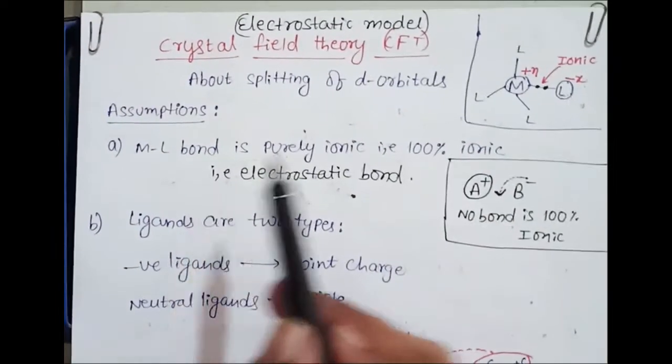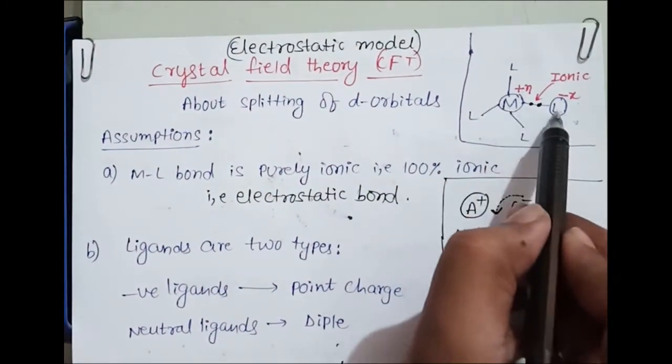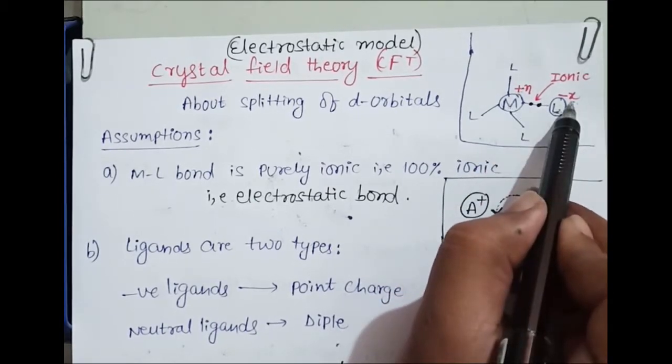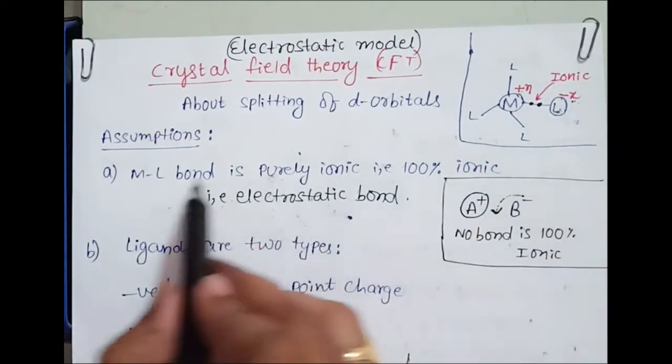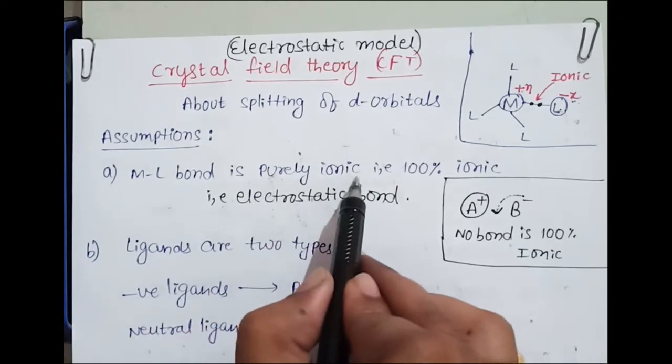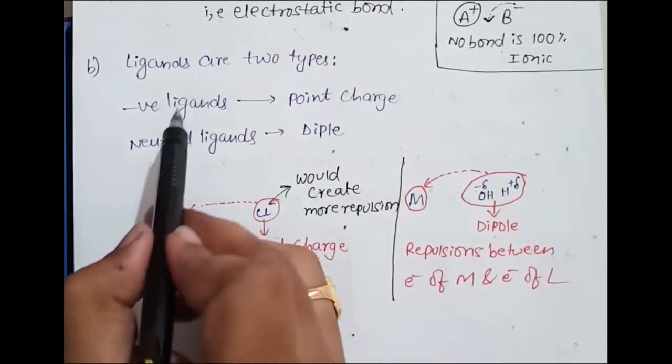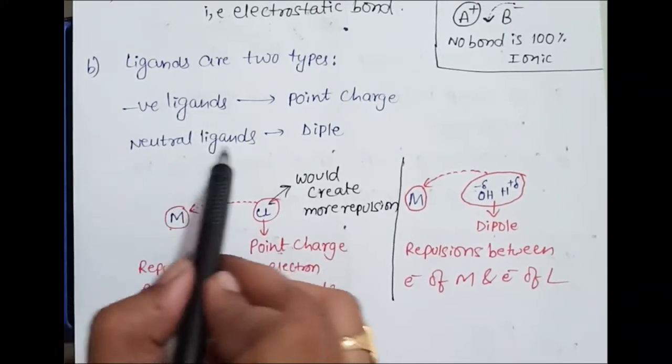So I repeat once again, assumptions. There are two assumptions here. In the case of metal and ligand, the bond is present between opposite charges. Opposite charges bonding means ionic bond. So they said the metal-ligand bond is purely ionic. Clear?